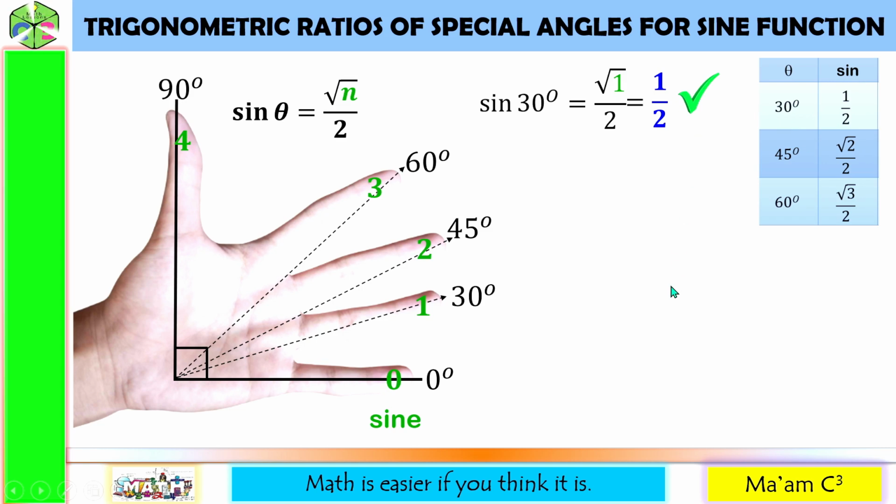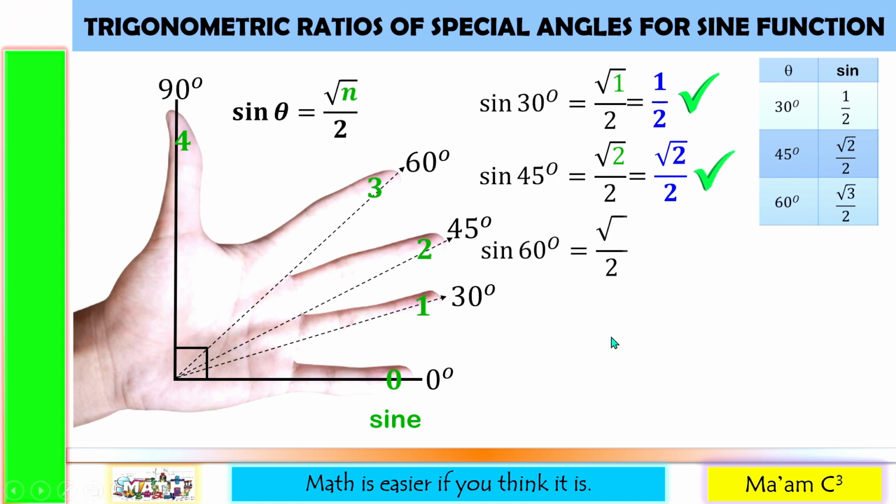Next, let's have sine 45 degrees. The number assigned to 45 degrees is 2. So this will be the square root of 2 over 2. Let us look at our table. Sine 45 degrees is square root of 2 over 2. So this is correct.